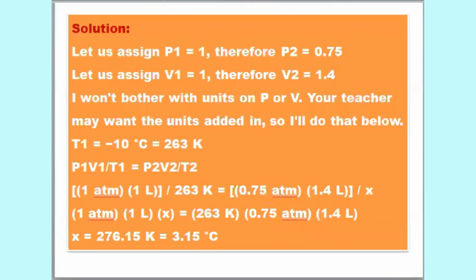T1 is minus 10 degrees Celsius plus 273 Kelvin. This gives 263 Kelvin. P1 V1 over T1 is equal to P2 V2 over T2. Then 1 atmosphere multiplied by 1 liter divided by 263 Kelvin is equal to 0.75 atmosphere multiplied by 1.4 liter divided by X. And X equals 276.15 Kelvin, or 3.15 degrees Celsius.